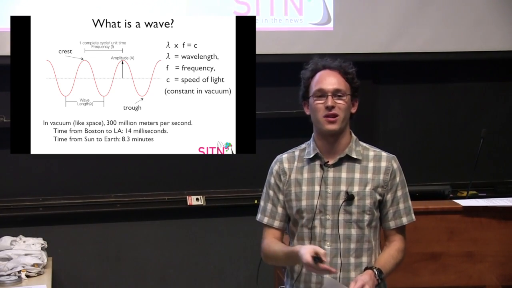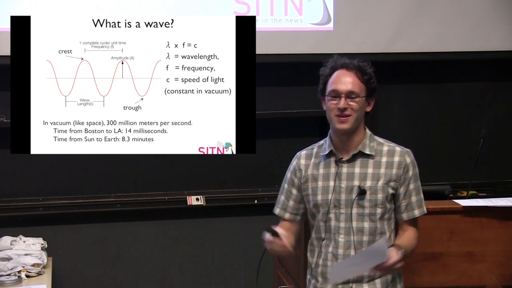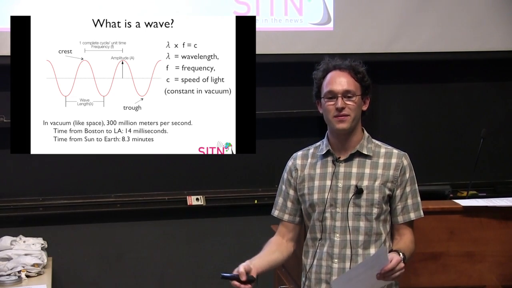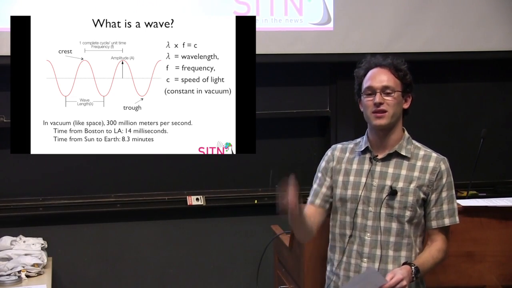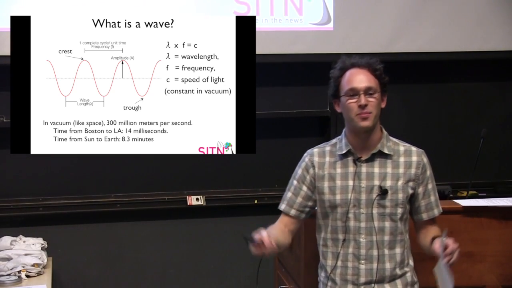The main difference between a water wave and a light wave is that water waves need water to move to be able to actually see them, whereas light waves are something called an electromagnetic wave, which is just oscillations of electric and magnetic fields moving through space, and they don't need a medium. They can just move in a vacuum.